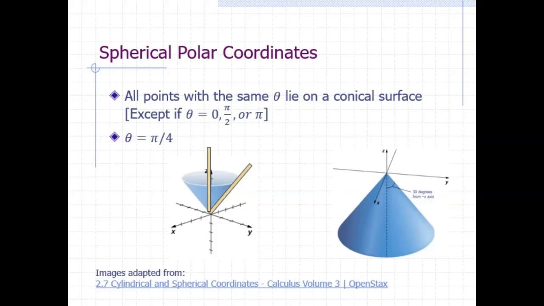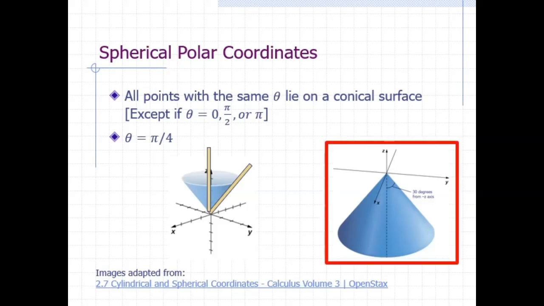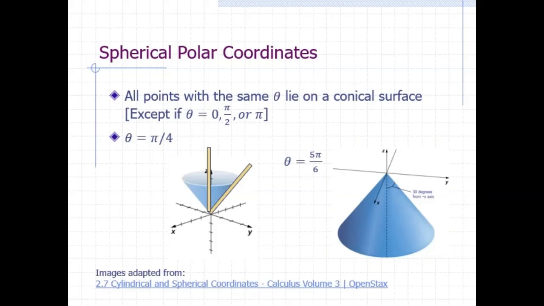What do you think is the equation that describes this cone, which opens downward, if a line from the origin to any of the points on the surface forms a 30-degree angle from the negative z-axis? We just need to determine the angle from the positive z-axis. 30 degrees is pi over 6. So, the angle from the positive z-axis is 5 pi over 6. This cone is described by the equation theta equals 5 pi over 6. Any point on this conical surface has a theta equal to 5 pi over 6.